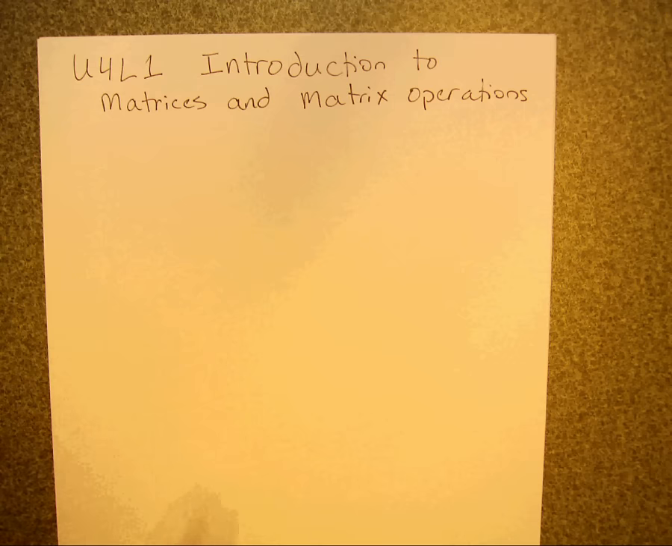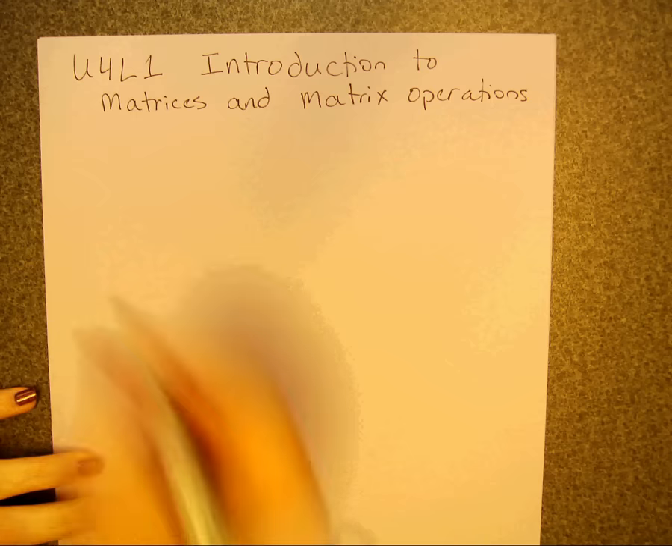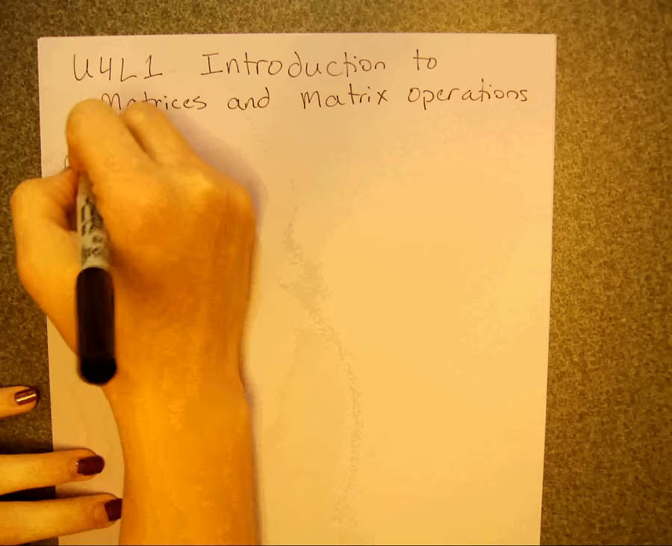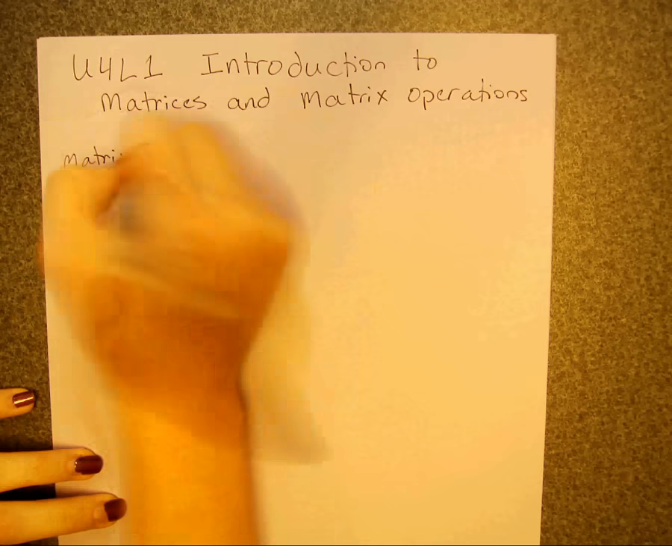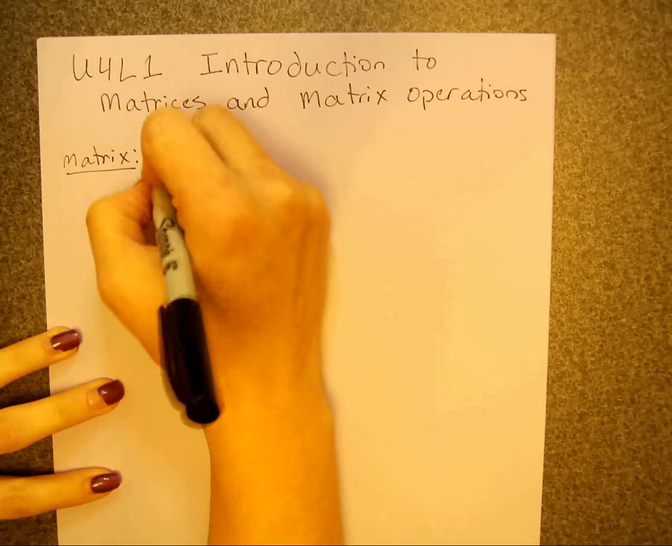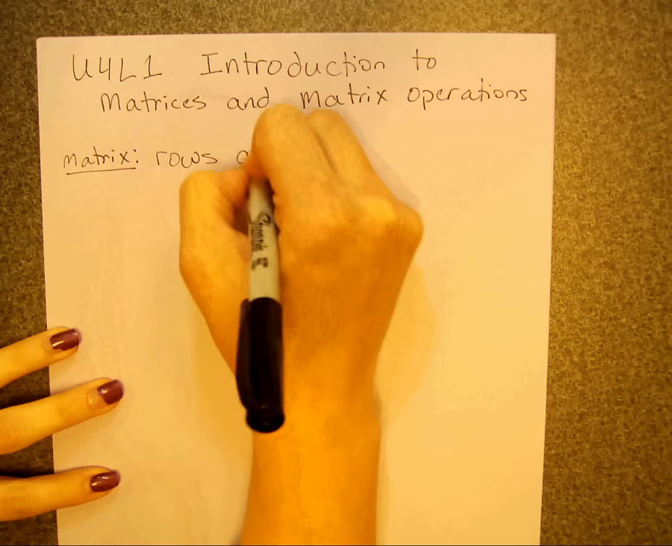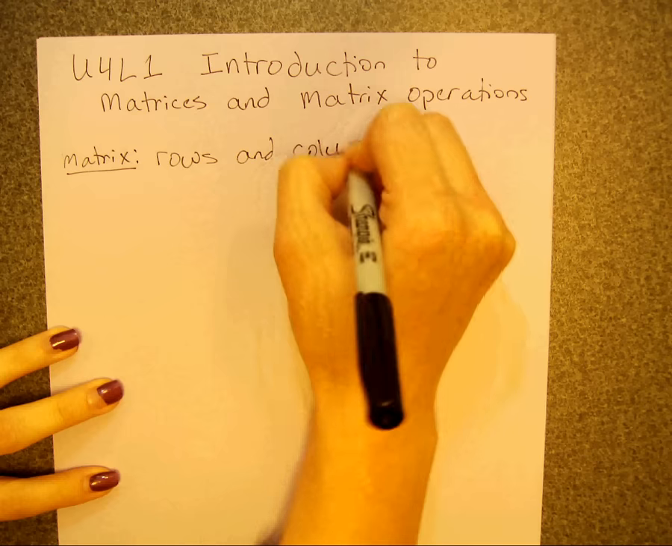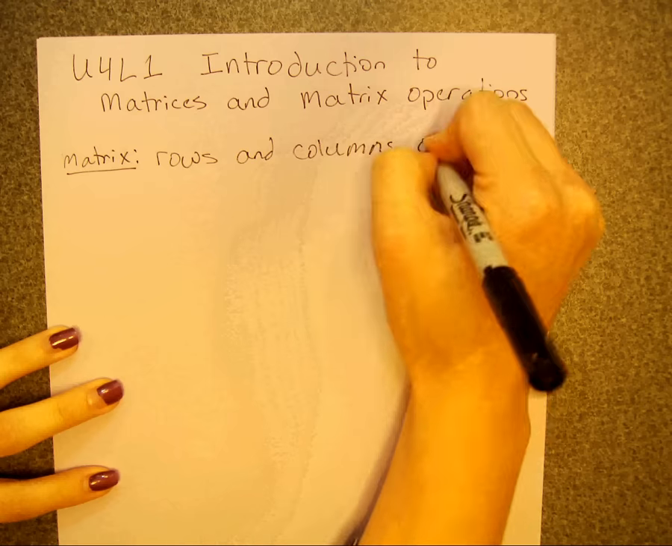Alright, we are starting Unit 4, Lesson 1, looking at an introduction to matrices and matrix operations. So what is a matrix? A matrix is just rows and columns of numbers.